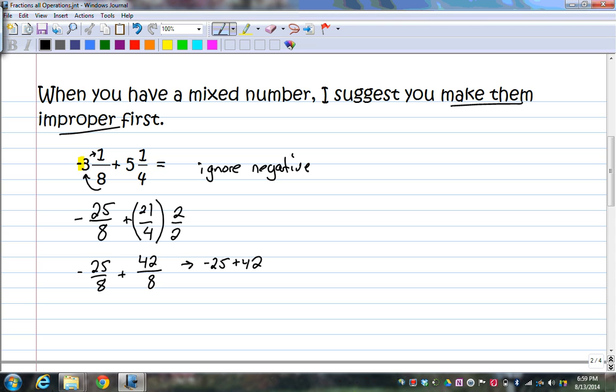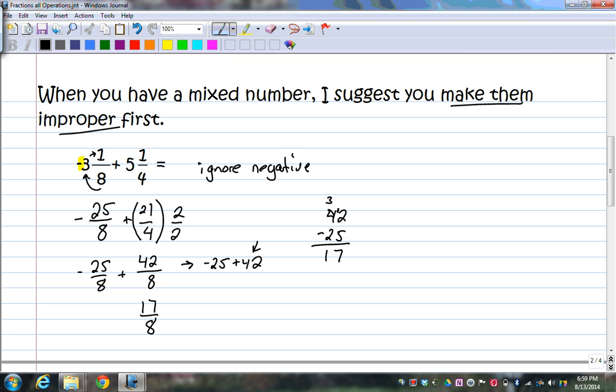Our rules say, well, the signs are different, so you subtract the numbers. I'm going to subtract the numbers. 25 minus 42. Now I can't do this subtraction. I'm going to borrow from the 4. That becomes a 3. This is 12. 12 minus 5 is 7. 3 minus 2 is 1. I have 17. And then you say take the sign of the number with a greater absolute value, or the bigger number. The bigger number here is positive. So it's going to be a positive 17 over 8.